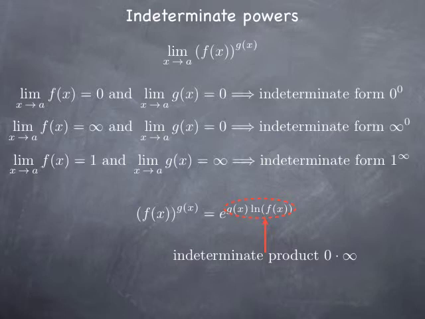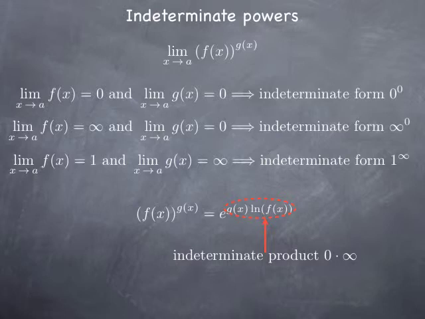Similarly, in the second case, if f goes to infinity, so does ln of f, and g of x goes to 0, so I have again indeterminate 0 times infinity. In the third case, if f goes to 1, then ln of f goes to 0, and g of x goes to infinity, so the product is again an indeterminate product of the type 0 times infinity. So in each one of these three cases, the power inside the exponential is an indeterminate product of the type 0 times infinity.